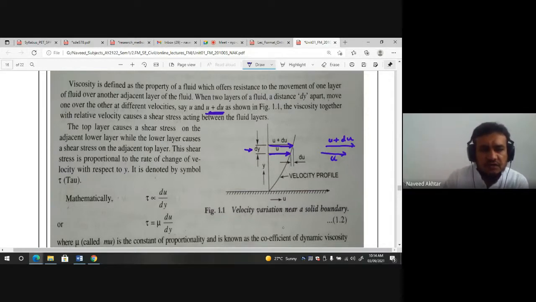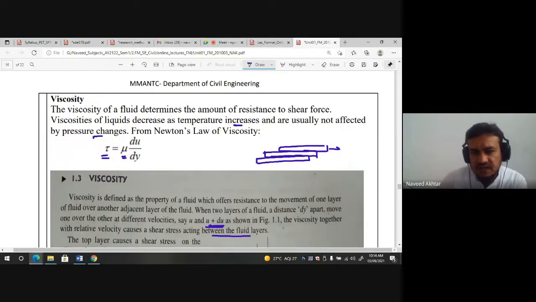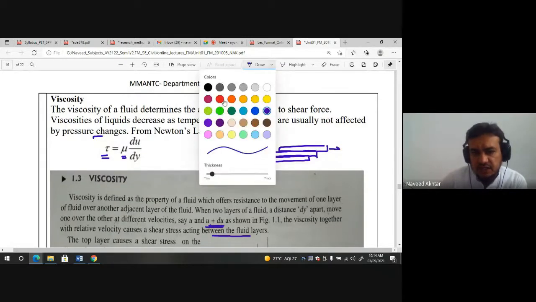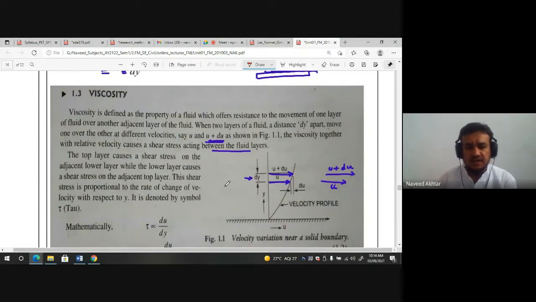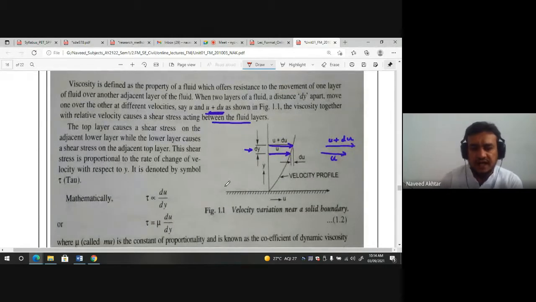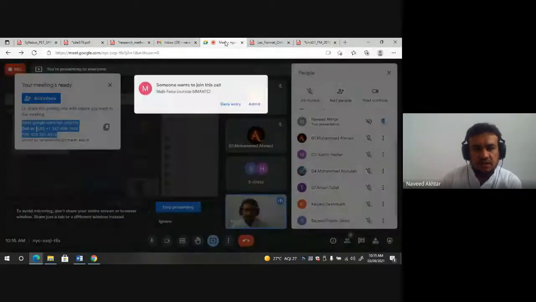So the relative velocity causes a shear stress acting between the fluid layers. If you consider these two layers, this is one layer and the other layer, between them there is viscosity that is opposing the motion or resistance to the movement of the liquid, and that is termed the shear stress acting between these two layers. The top layer causes a shear stress on the adjacent lower layer, while the lower layer causes a shear stress on the adjacent top layer.